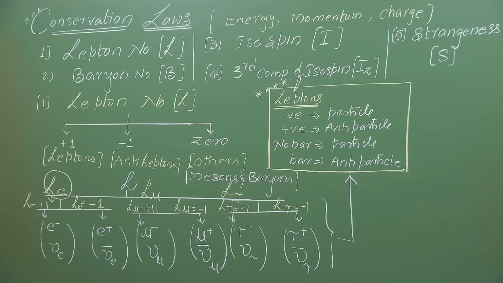Lepton number. We have to check separately for each family: electron family Le, mu family L mu, tau family L tau. For particles it is +1, antiparticles -1, others 0. How to identify particle or antiparticle? Plus is there, antiparticle; minus is there, particle; bar is there, antiparticle; no bar, particle.